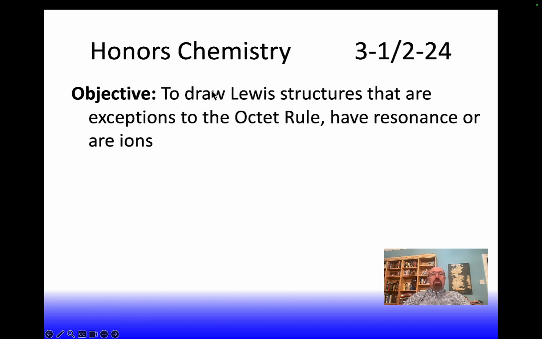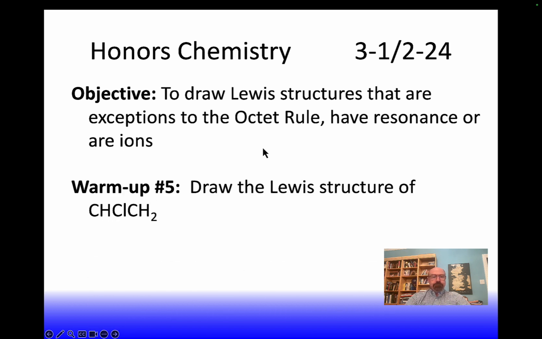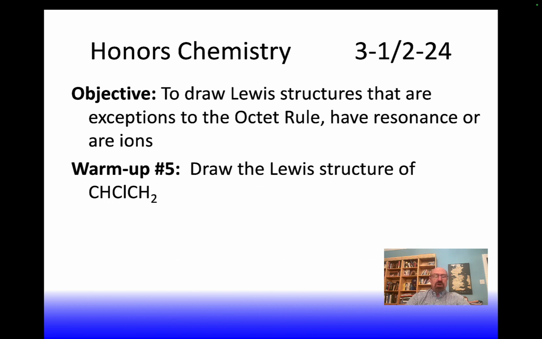Okay. So what we're going to work on is drawing Lewis structures that have exceptions to the octet rule or have resonance or are ions. And we're also going to work on formal charge. Don't worry. I'll explain formal charge when we get to it.